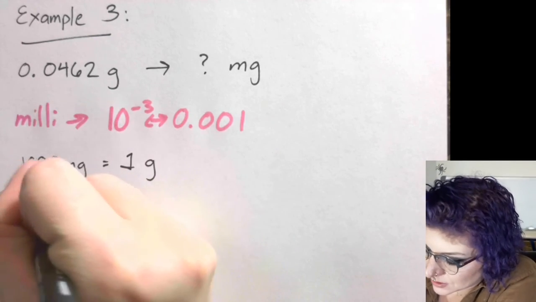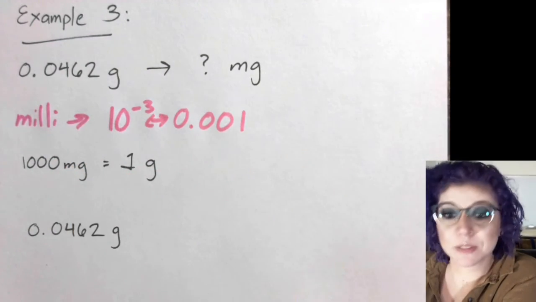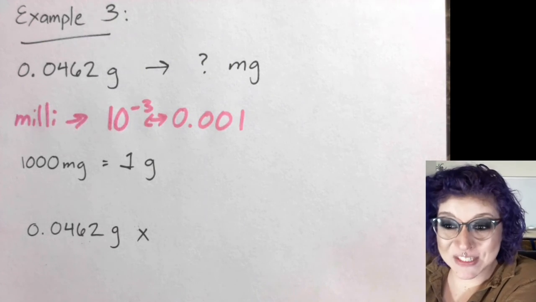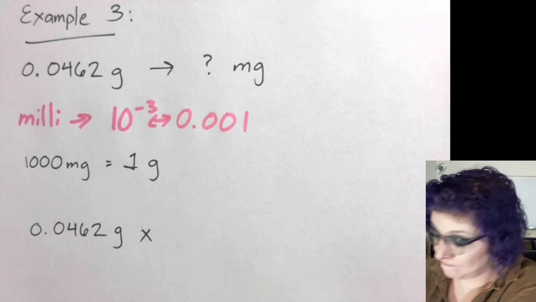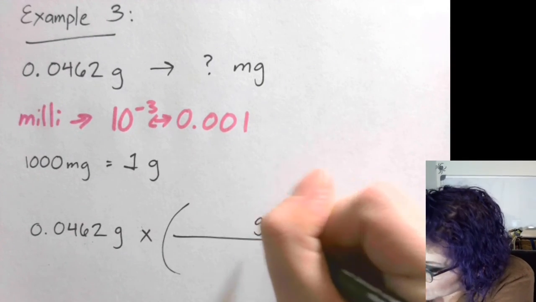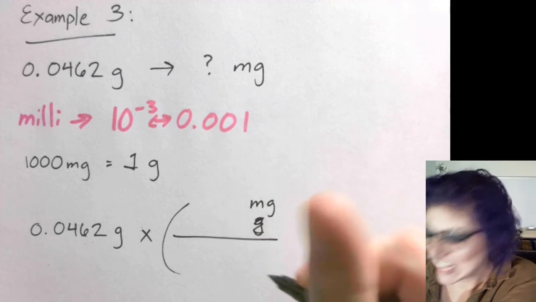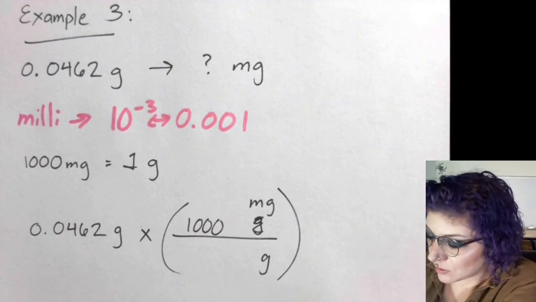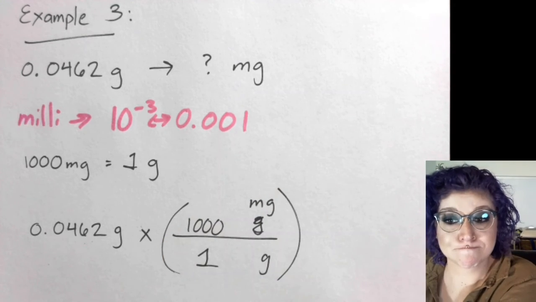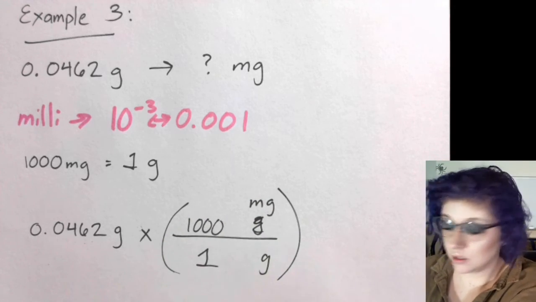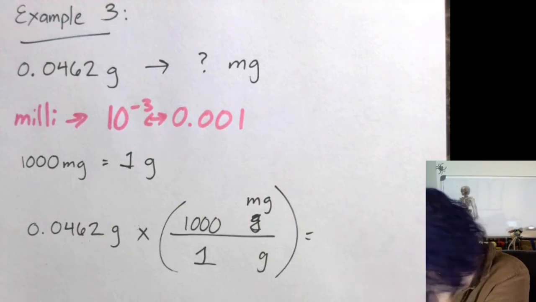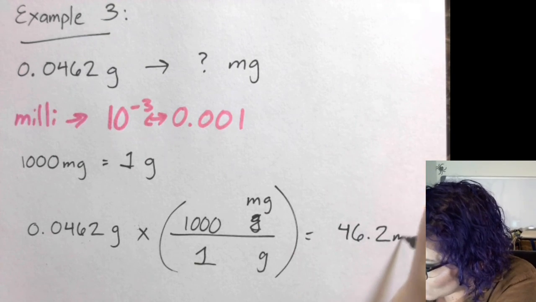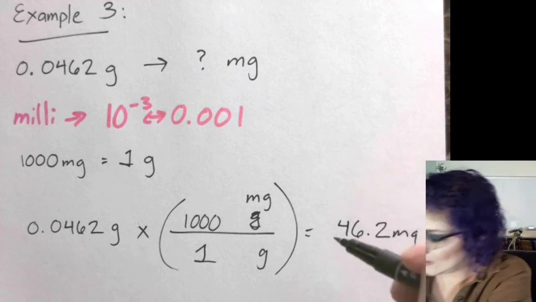Alrighty. So I started with 0.0462 grams, and I want to multiply it by the conversion factor where grams is in the denominator to cancel out. So I want milligrams up top, grams on the bottom, and I know that there are 1,000 milligrams in 1 gram. So 0.0462 times 1,000 is 46.2 milligrams.